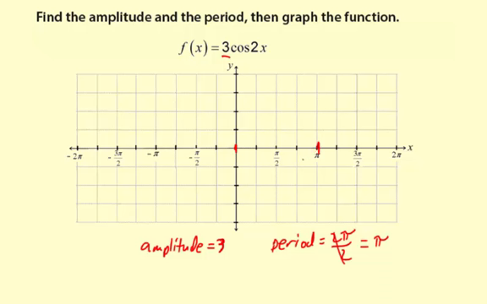Okay, now this is a cosine function. When an input is 0, an output's going to be 1. But in this case, we're stretched by 3. So really, we're going to be up here to 3.